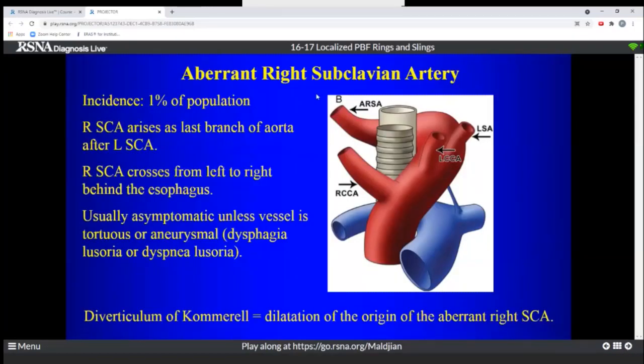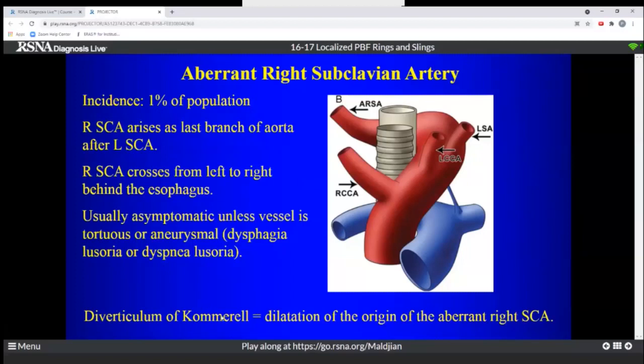So what is an aberrant subclavian artery? We'll see this in a small percentage of the population. The aberrant subclavian arises as the last branch of the aorta after the left subclavian artery. So the order of branching: right common carotid, left common carotid, left subclavian. And then this aberrant right subclavian arises as the last branch, crosses over to the right side behind the esophagus and the trachea, usually asymptomatic unless the vessel is tortuous or aneurysmal. In patients who are older, they can develop atherosclerotic disease or even aneurysms. And then they can get dysphagia lusoria or dyspnea lusoria from the mass effect on the trachea or the esophagus.